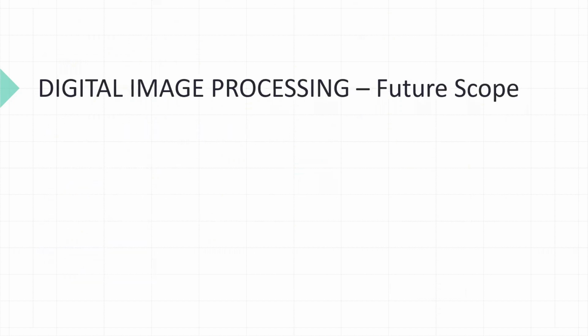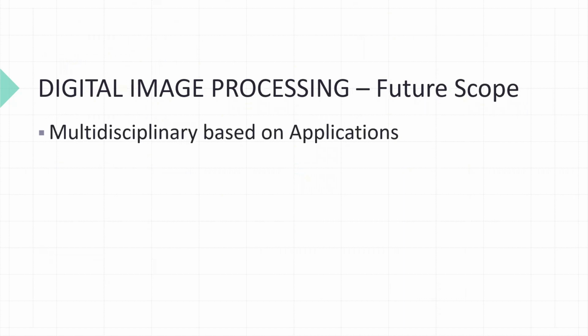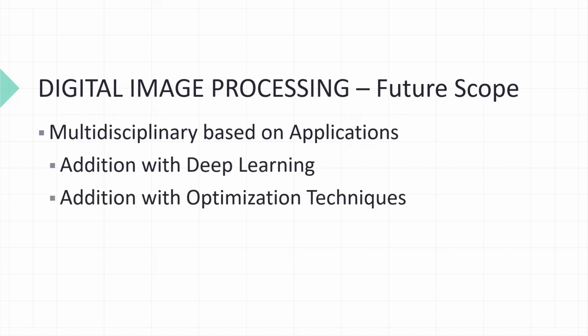Later, we went through digital image processing and its future scope. What are the main things it is based upon, like multidisciplinary applications in continuation with deep learning, that is, the amalgamation of deep learning and digital image processing. Next, the addition of optimization techniques, and many more. We discussed a few lines of future implications about digital image processing, how it is going to be utilized.